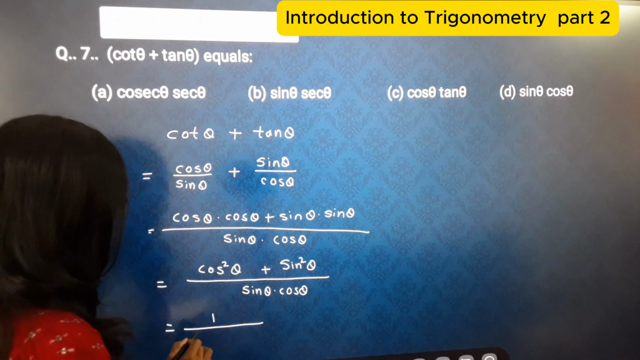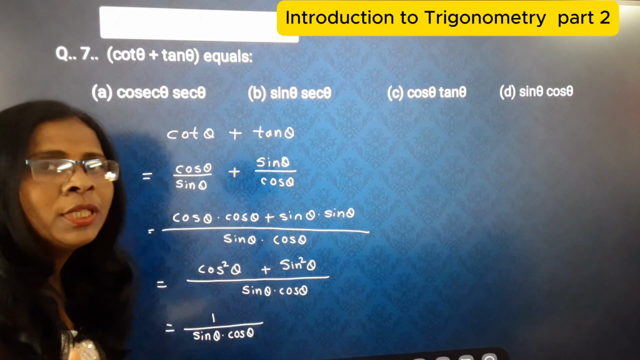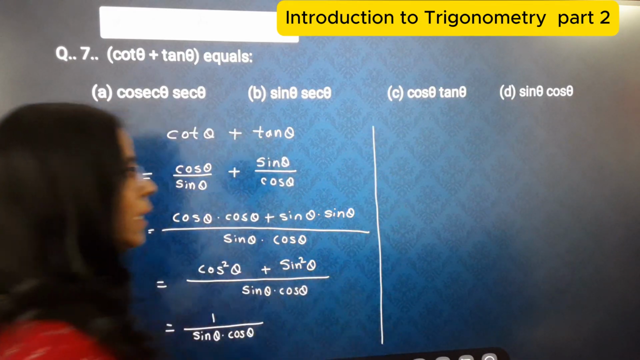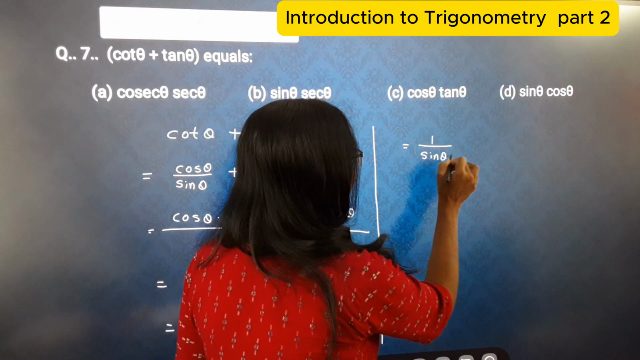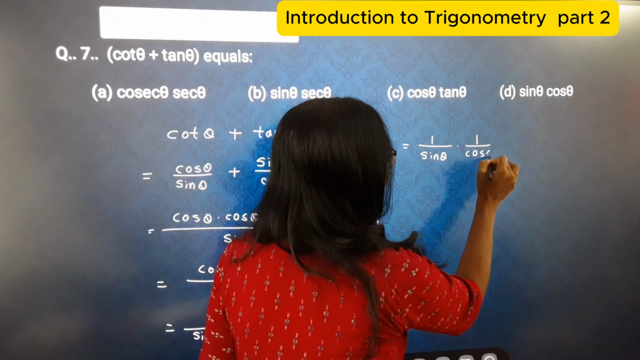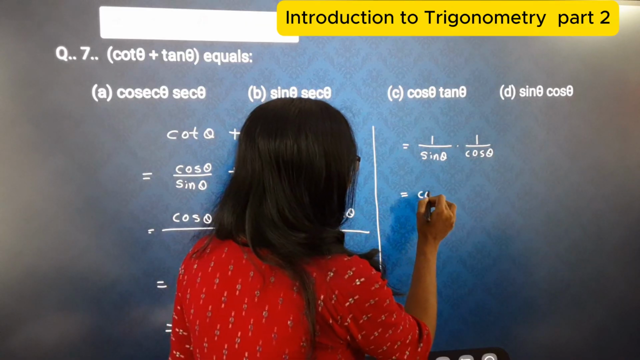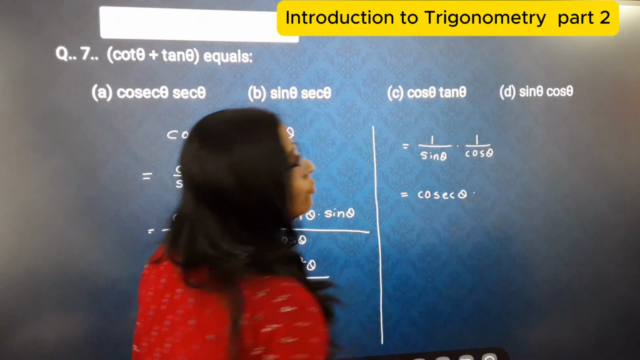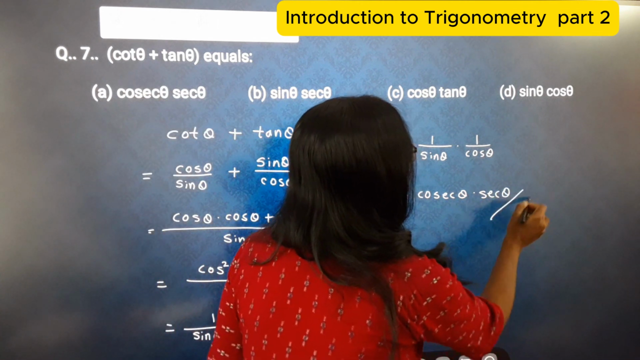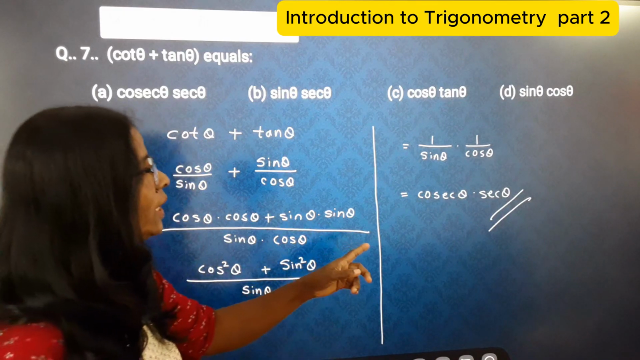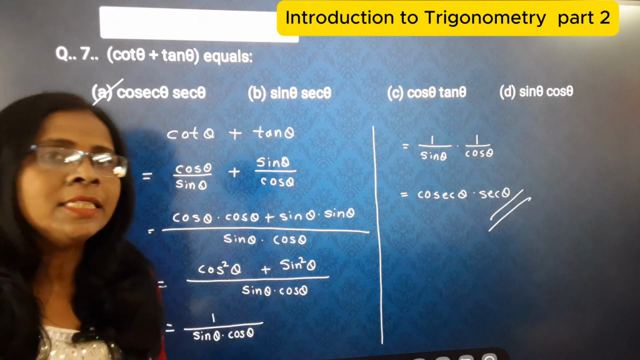So here I write 1 upon sin theta multiply cos theta. Now do the bifurcation, that is 1 upon sin theta multiply 1 upon cos theta. Separate out the sin theta and cos theta. So 1 upon sin theta means cosec theta, and 1 upon cos theta means sec theta. So this is our final answer, students. Cosec theta sec theta. So see here, option A is the correct answer.